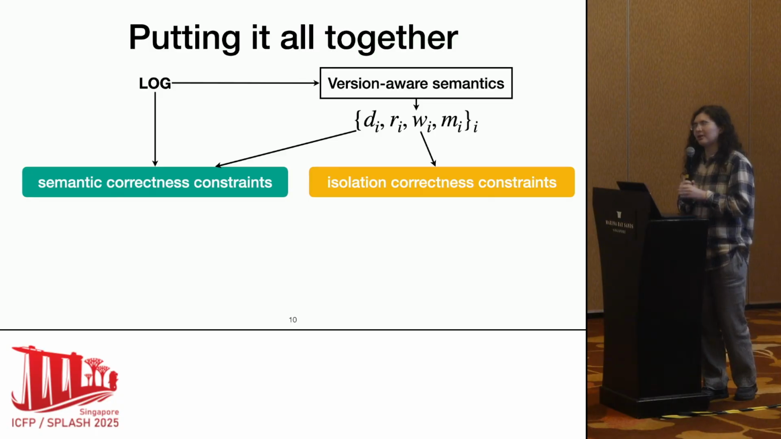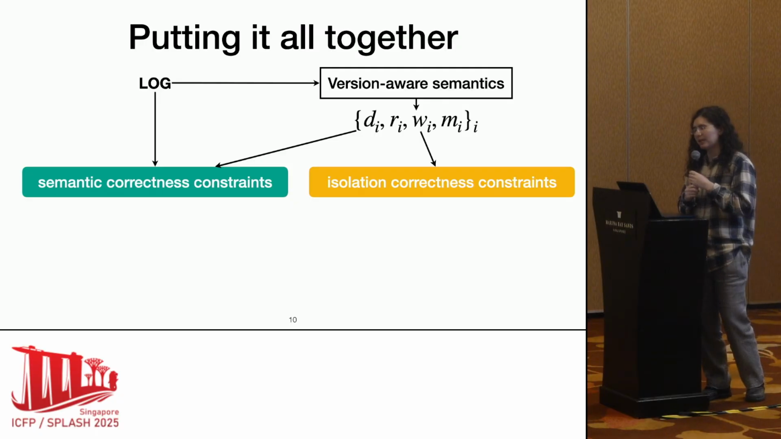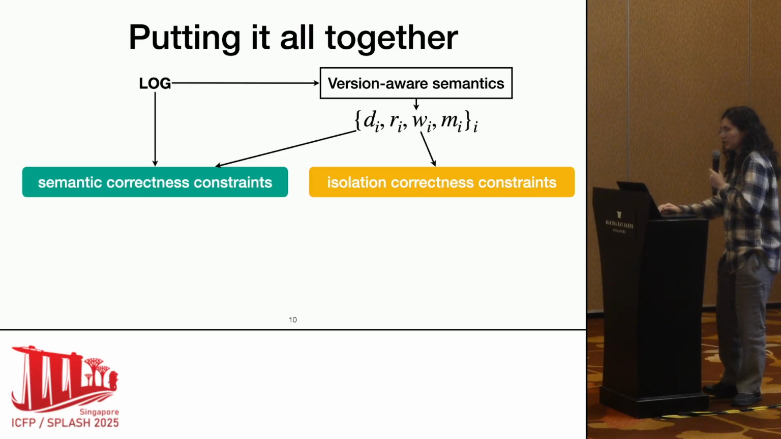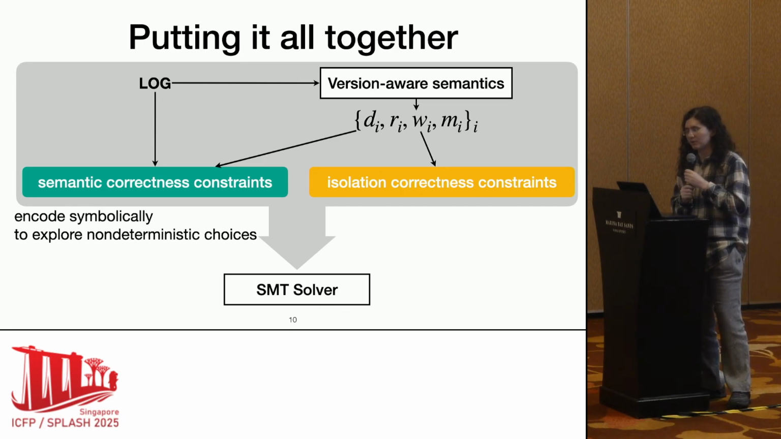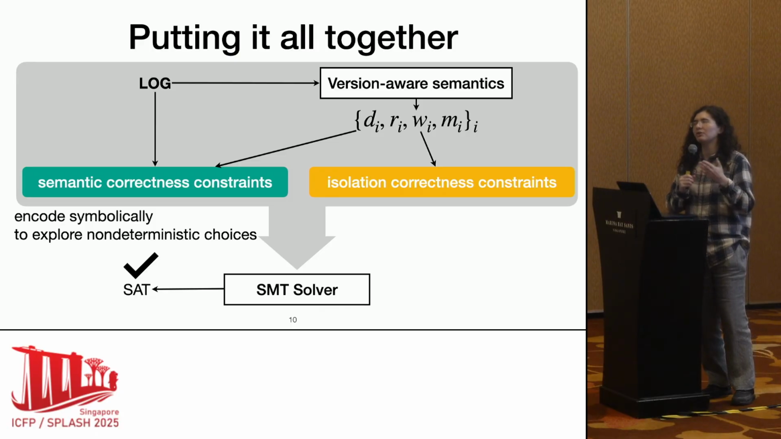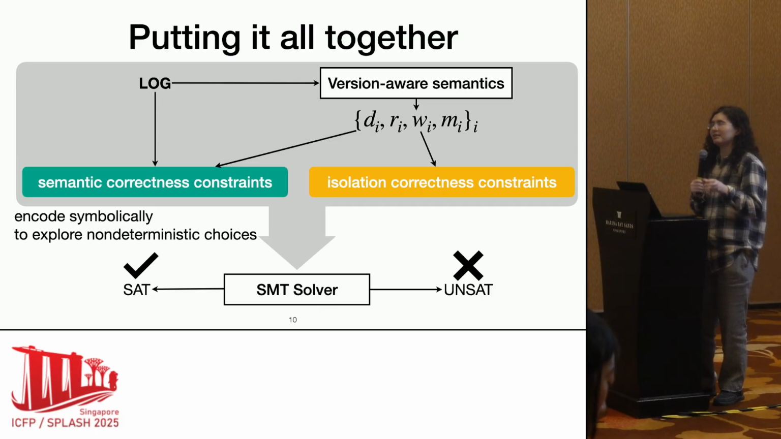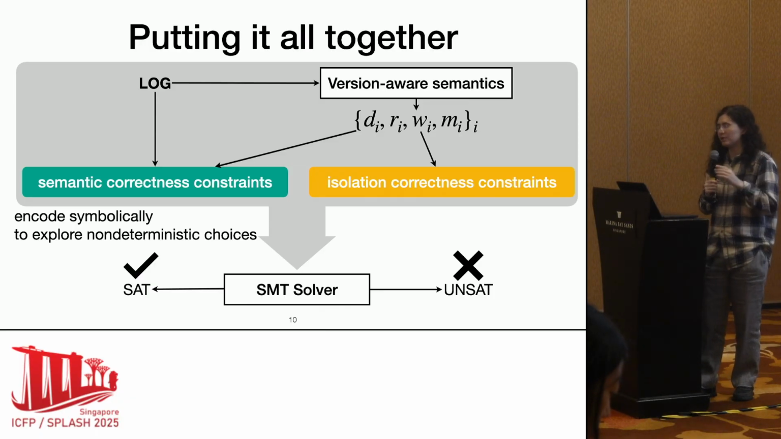So the thing is, this is really only looking at a single run of the semantics. It's non-deterministic. We want to see if there exists any execution of this semantics that satisfies these constraints. So one way that we can search for this execution is that we can just encode this entire thing symbolically and give it to an SMT solver. And if the SMT solver says that it's satisfiable, it finds such an execution, then we know that the DBMS is observationally correct with respect to the log. And otherwise, if it says unsat, we know that it's not observationally correct. There's no execution that is going to give us what we saw in the log.